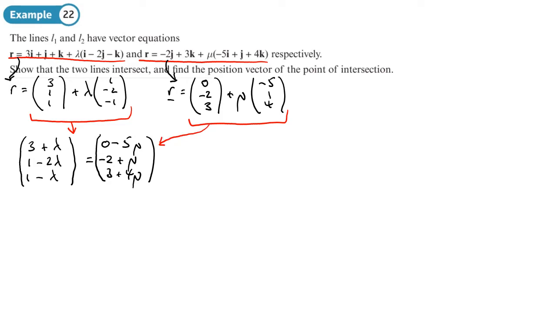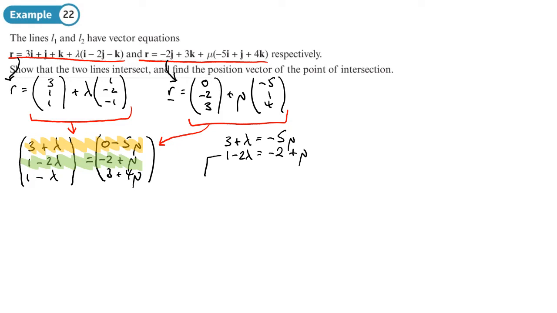So we'll take the top two rows. So we'll take this row here, and we'll take this row here, and we're going to solve those two simultaneously and see if we get a solution. So we'll have 3 plus lambda equals negative 5 mu, and the second equation 1 minus 2 lambda equals minus 2 plus mu.